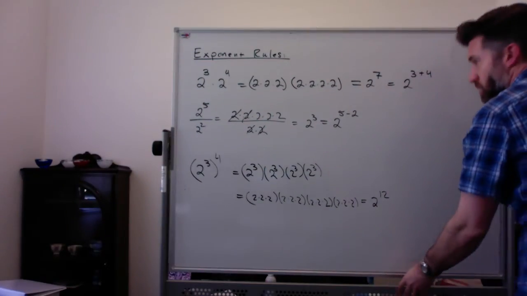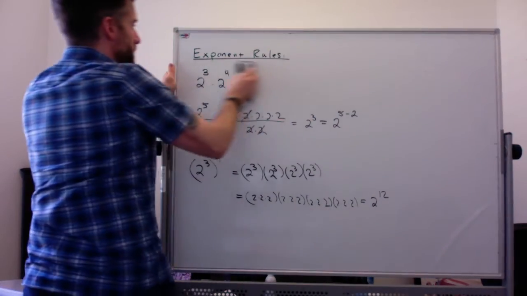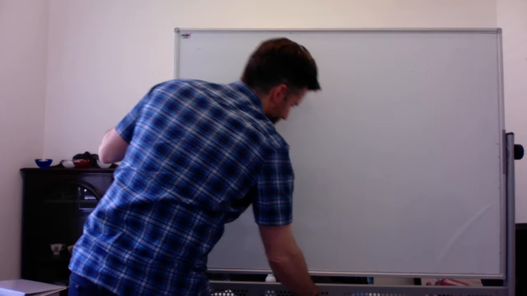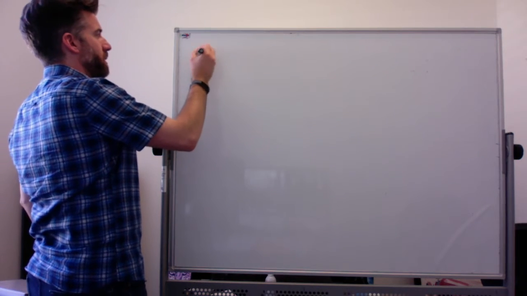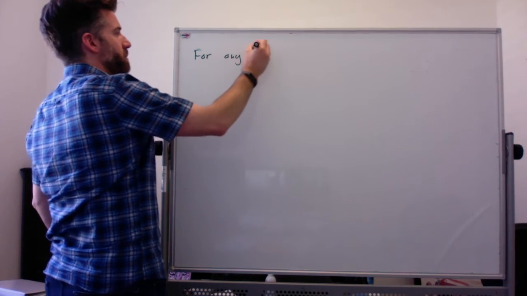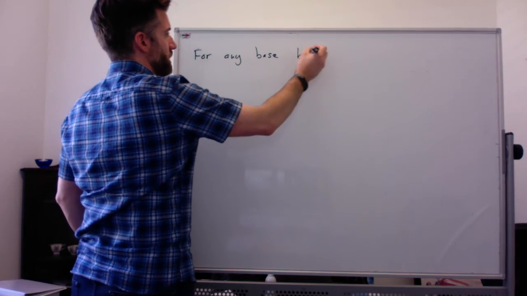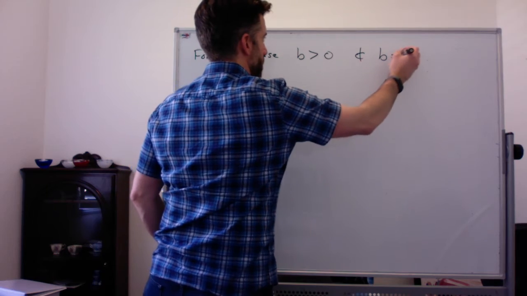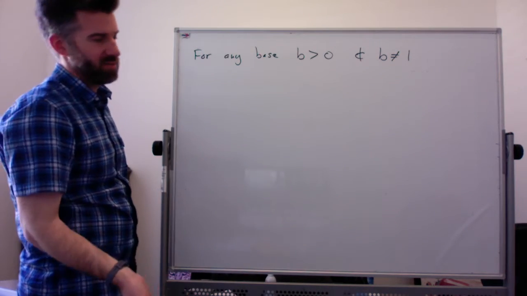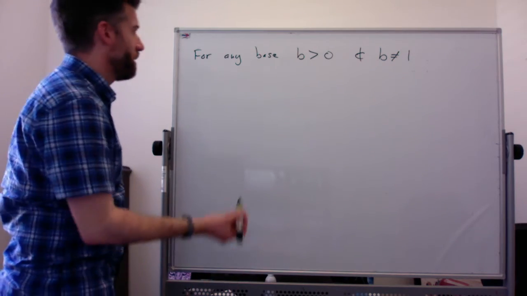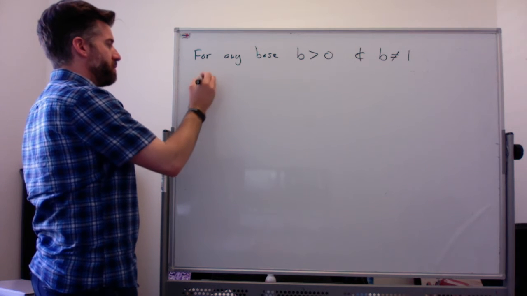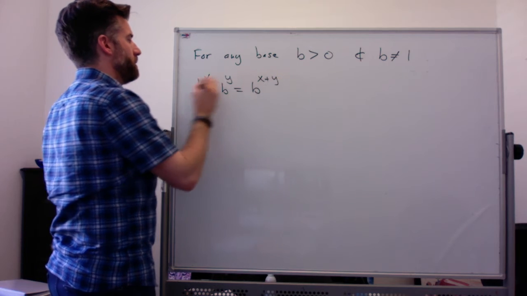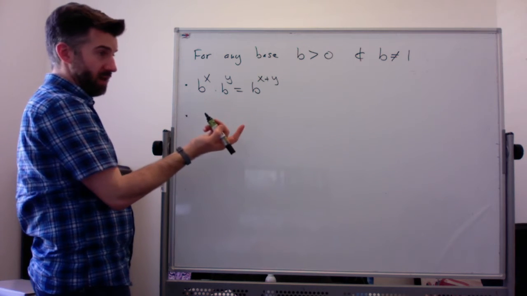So, to summarize these rules more generally, the exponent rules are for any base b that is positive but not equal to 1. You don't want 1 just because 1's weird, like 1 to any power is just 1. We have b to the x times b to the y equals b to the x plus y. That's the additive law of exponents.